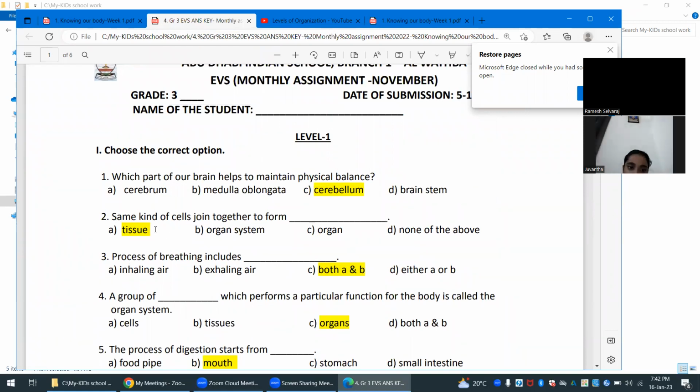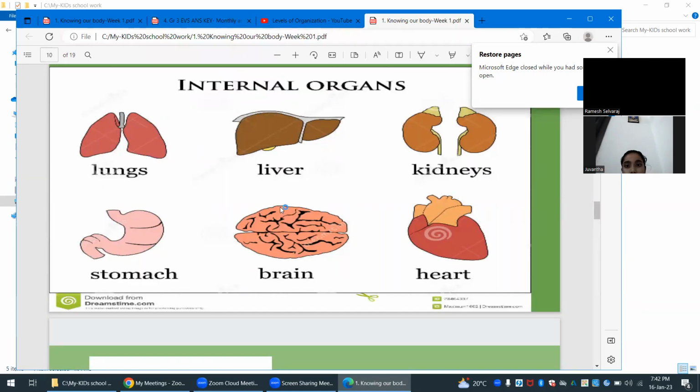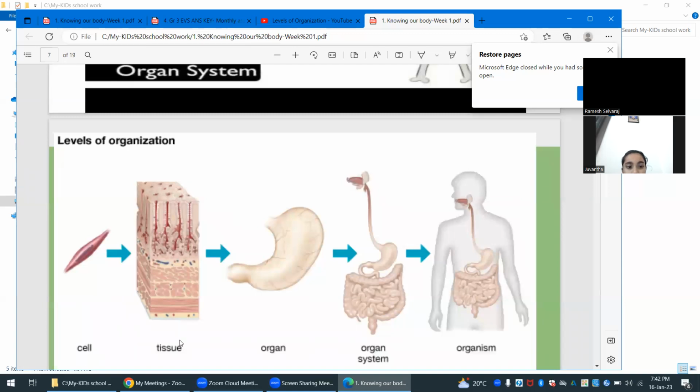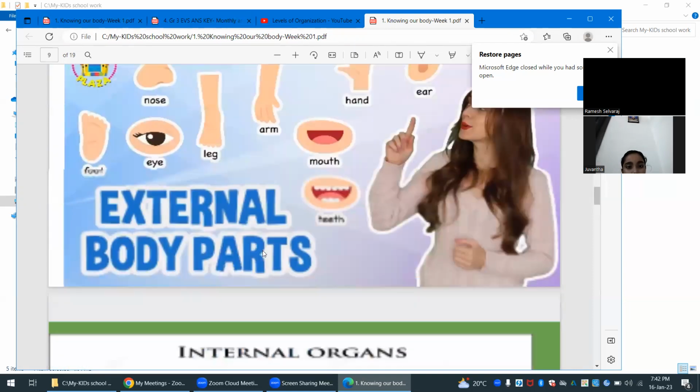And let us ask one more thing also. We have seen, right, many cells join together to form what actually? Tissue. Yeah, correct. That we have seen previously, right? Many cells form together to form tissue. Yeah, that's right. Okay, then let's see the internal and external organs.